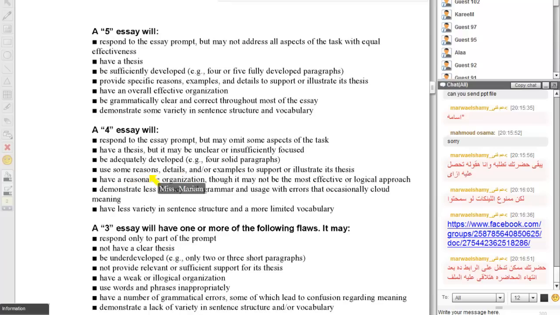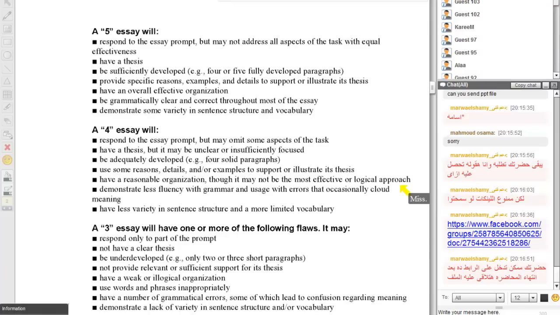Okay, so use some reasons, details. They used reasons to support their ideas and details, and they explained that to explain the thesis, the main idea. To have a reasonable and responsible organization. I mean, to have a very nice and neat organization, though it may not be the most effective or logical approach.